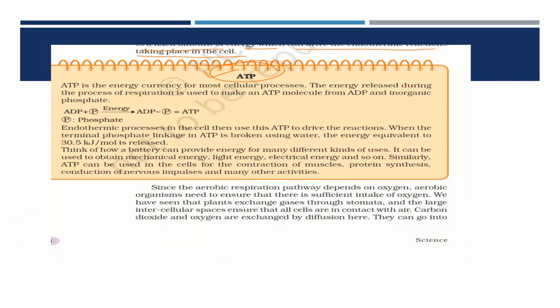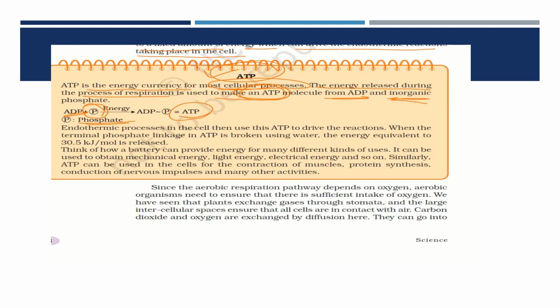So we have told that ATP is the energy currency. So the energy which is produced is in the form of energy currency. In most cellular processes, ATP is produced. The energy released during the process of respiration is used to make an ATP molecule from ADP and inorganic phosphate. So from ADP and inorganic phosphate, this is ADP and this is inorganic phosphate, this in turn produces ATP.